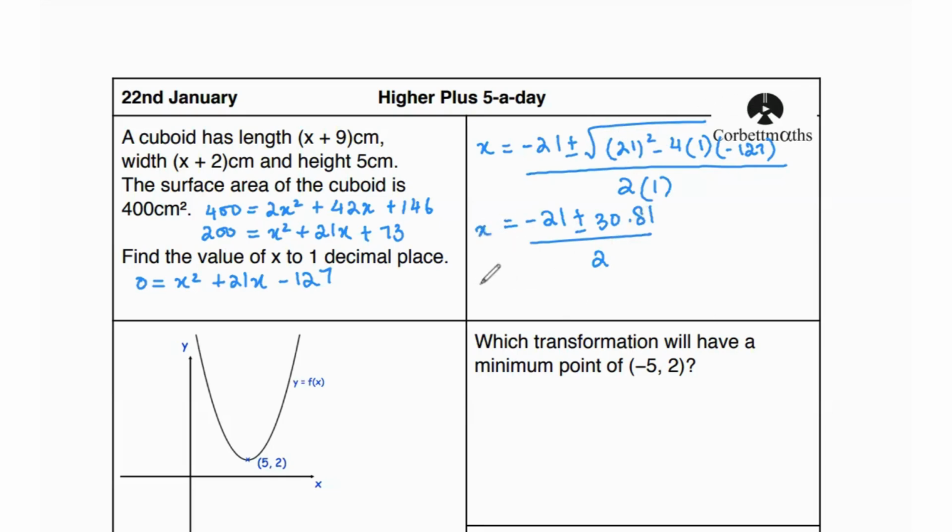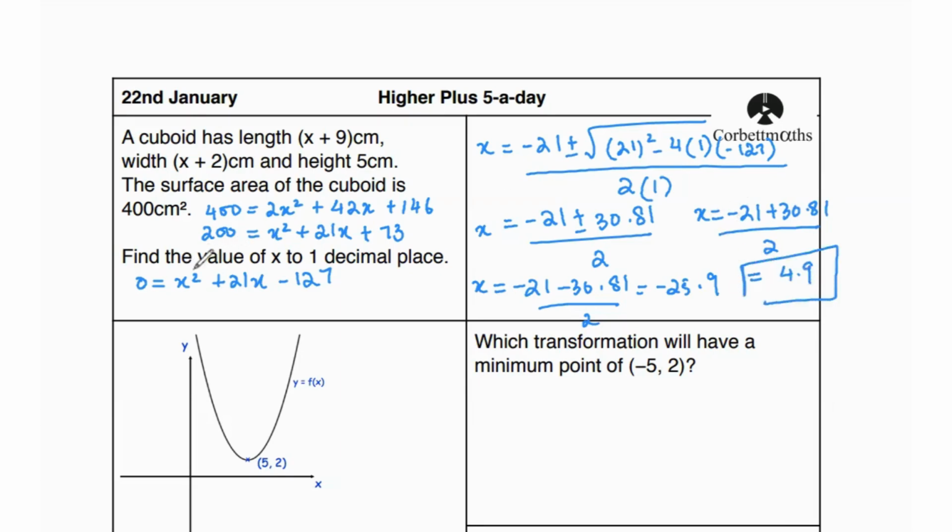So we get two values of x. One will be negative 21 minus 30.81 over 2, which gives us negative 25.9. Next is x equals negative 21 plus 30.81 divided by 2, which is equal to 4.9. So x equals 4.9 is your correct answer because your length cannot be a negative number. It has to be a positive number.